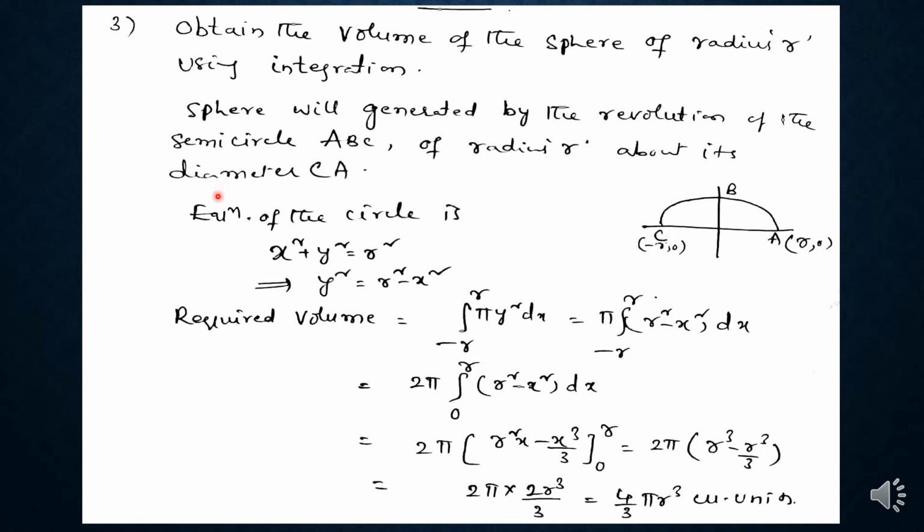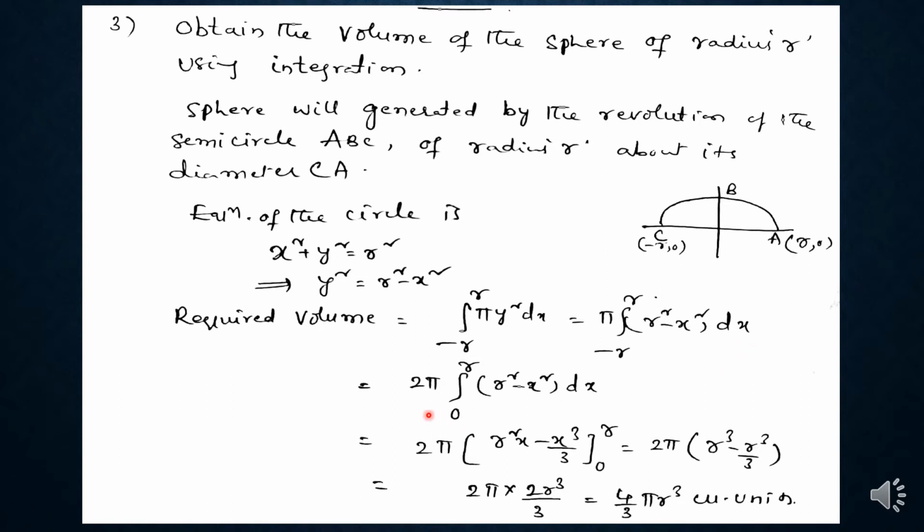Let us take the equation of the circle with center (0, 0) and radius r. The equation of the circle is x squared plus y squared equals r squared. Then we can write y squared equals r squared minus x squared. Now write the formula to find the volume. Required volume is equal to the integral from -r to r of pi y squared dx, because we are rotating the semicircle from x equals -r to x equals r. These are the limits. So pi times the integral from -r to r of (r squared minus x squared) dx.